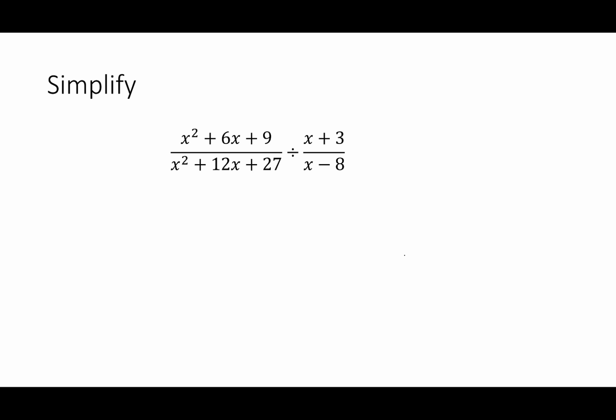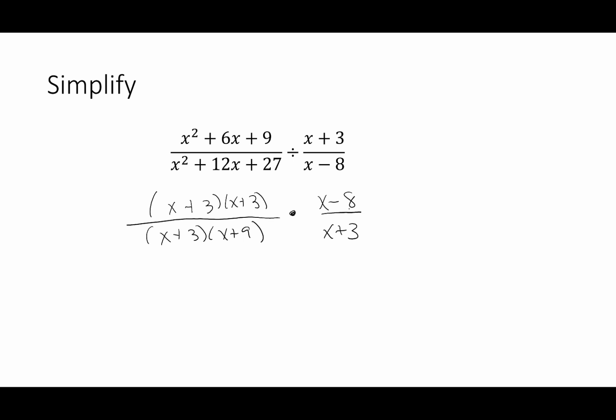Let's try that with x squared plus 6x plus 9 over x squared plus 12x plus 27 divided by x plus 3 over x minus 8. So I'm going to start by factoring. Factors of 9 that add up to 6 would be x plus 3 and x plus 3. Factors of 27 that give me 12 are x plus 3 and x plus 9. I take this division, I turn it into multiplication. Now it's going to be x minus 8 over x plus 3.